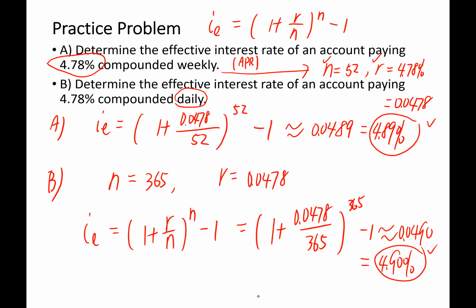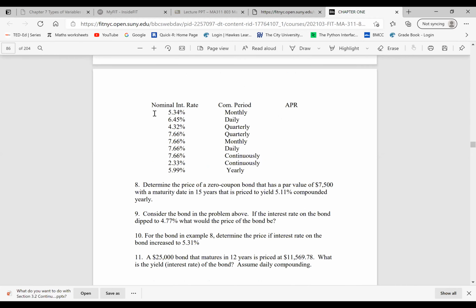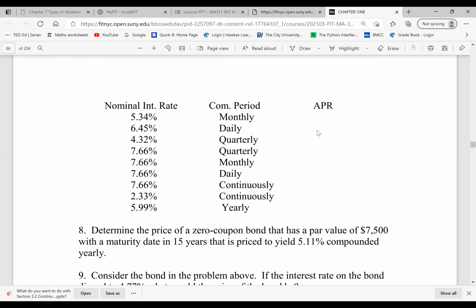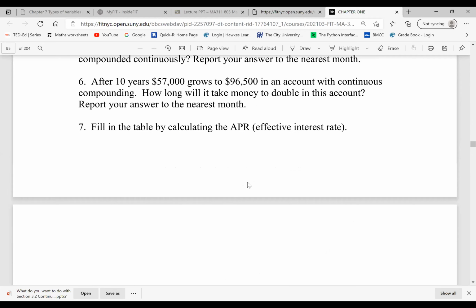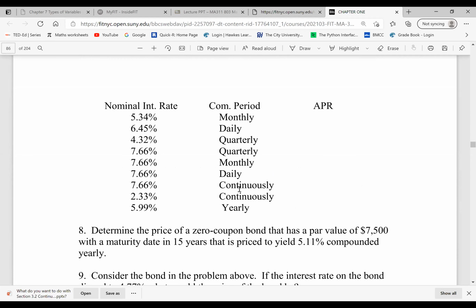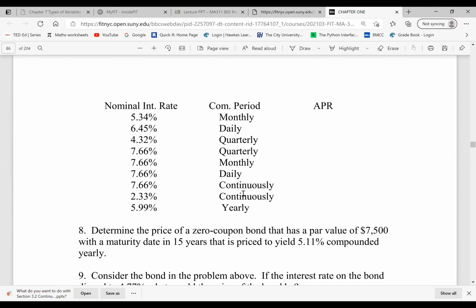And then you have some homework assignments. It's all about the nominal interest rate and effective interest rate. This is from your exercise 3.2 and question 7. Any question? Okay, so that's one of them, called continuously, right? So I'm going to work on one of these continuously compounding cases to show you how to solve this, okay?